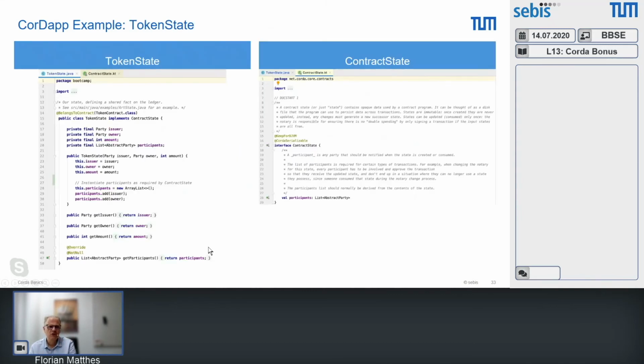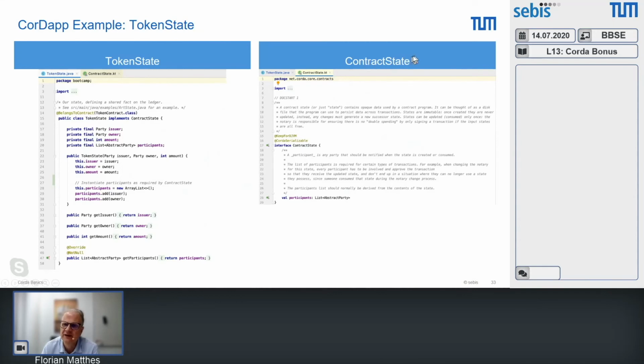Now we look at the source code, and we start with the token state, because it's all about this token state. So we have opened the token state Kotlin tab. It's part of the bootcamp package. We import a lot of libraries, which we don't show here. And then we have the token state class, which is a subclass of contract state. So it overrides several methods of contract state. And in order to understand, we look first at contract state.